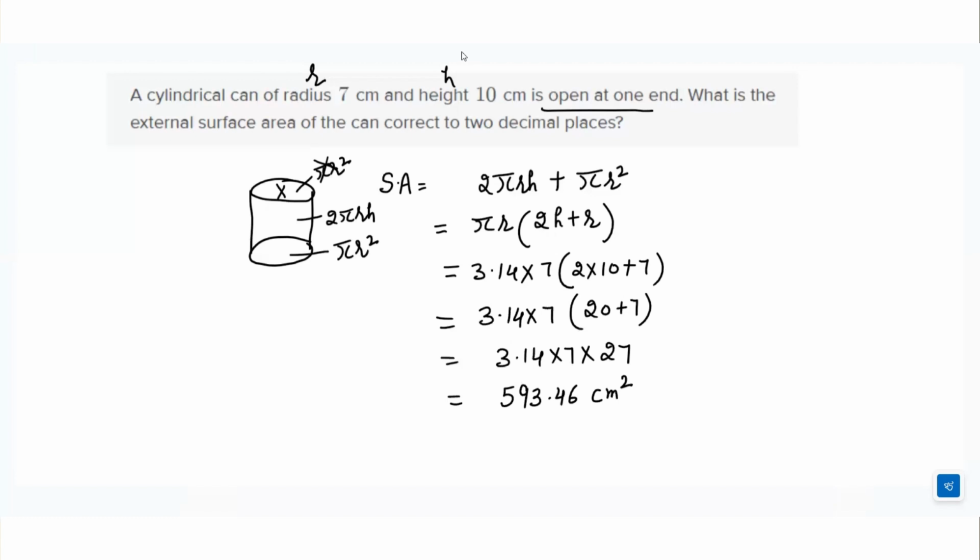So I have already explained you all the kinds of questions which can be asked on the surface area of a cylinder.